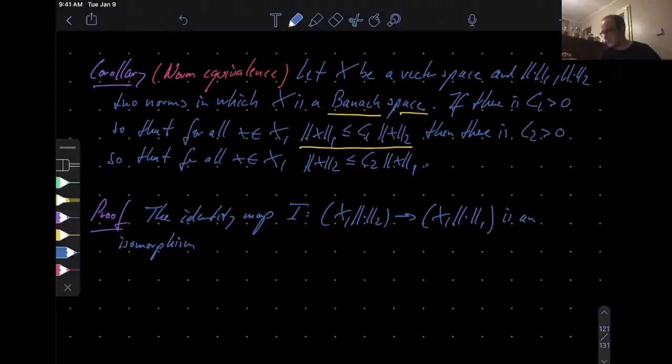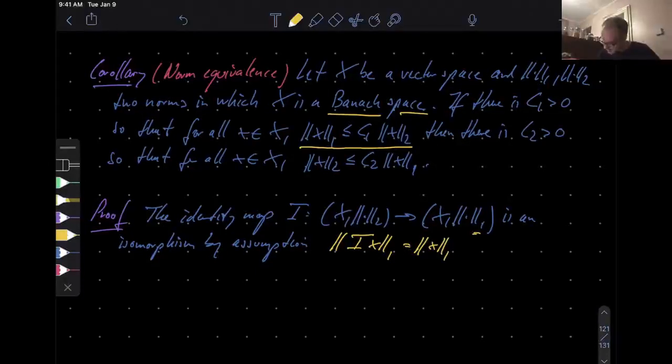Banach space isomorphism, that is, by assumption. And why is this? Well, if you look at I_X acting on an element x in the second space, and you look at its norm in the one space, because it maps to the one space, then this is what? Well, by definition of the identity, it's just going to map the element to itself, so that's going to be this. But now you use this assumption.